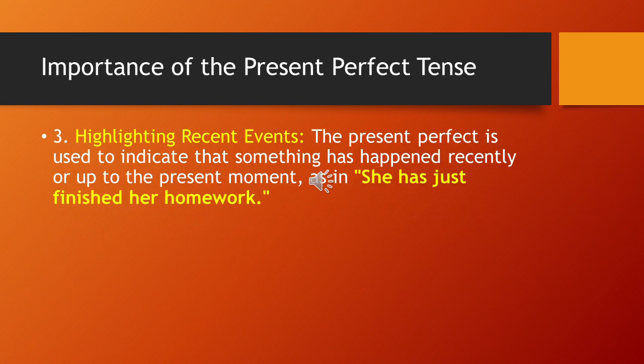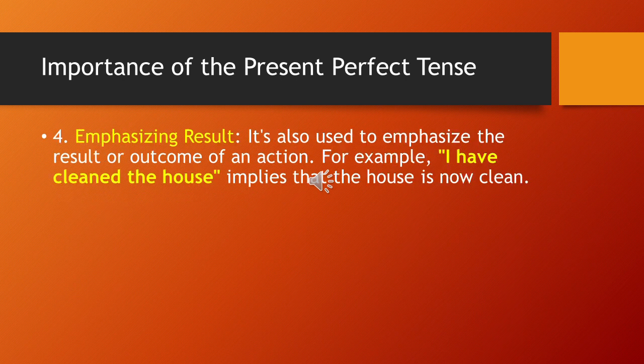Number 3. Highlighting recent events. The present perfect is used to indicate that something has happened recently or up to the present moment, as in, she has just finished her homework. Number 4. Emphasizing result. It's also used to emphasize the result or outcome of an action. For example, I have cleaned the house implies that the house is now clean.